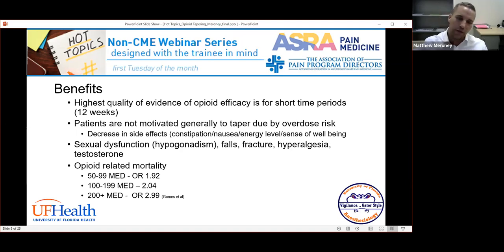If you have a male patient, sexual dysfunction, telling them that they're going to have hypogonadism, some of them might take that very seriously. Obviously, that can affect women as well. But the chance of falls, fractures, low testosterone, those are real things. Some of these things, like the hypogonadism and the low testosterone, are going to happen. Telling people that if they have issues with constipation, nausea, energy level, dysphoria, those very likely will be improved to some degree, it starts to become maybe a little bit more palatable argument.